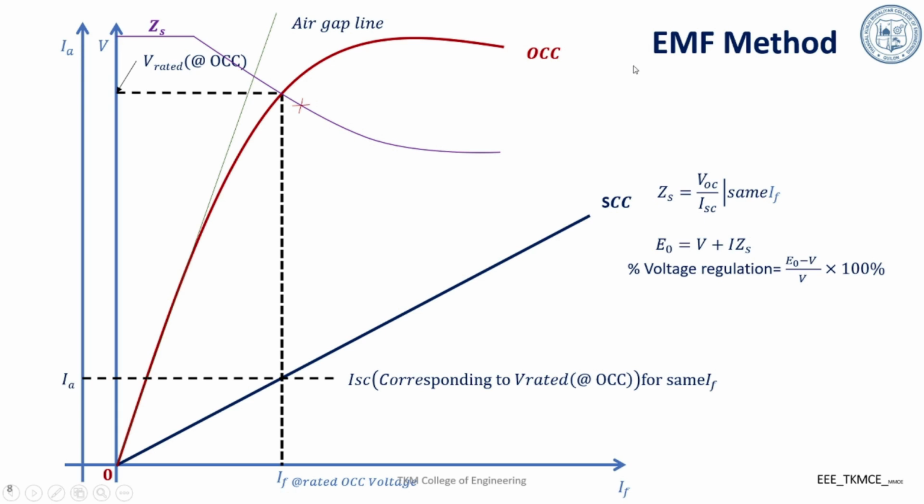So, using the EMF method, we can obtain a synchronous impedance more than that of the actual. Therefore, the I into Zs drop will be more. If I into Zs drop is more, the voltage regulation calculated by means of the EMF method will be more than that of the actual. Therefore, this method is termed as the pessimistic method.